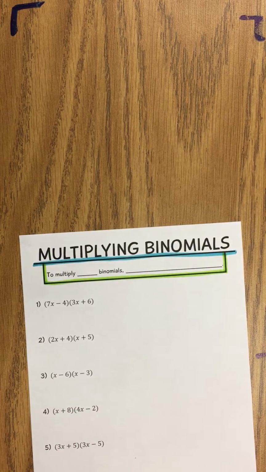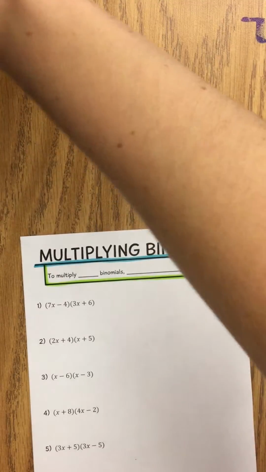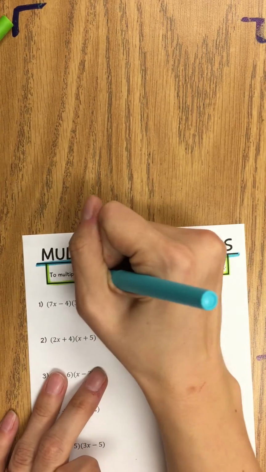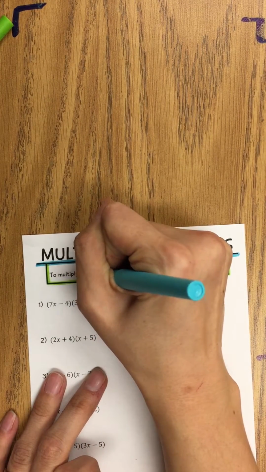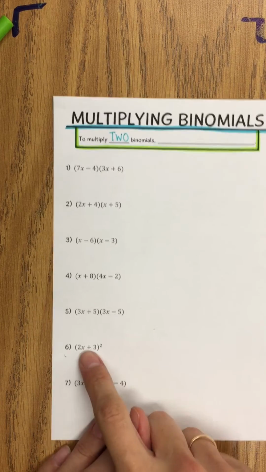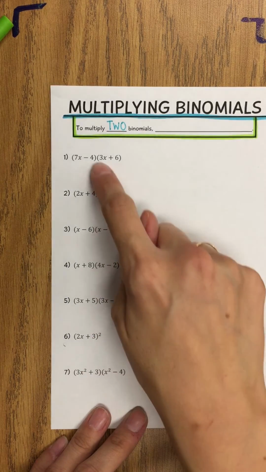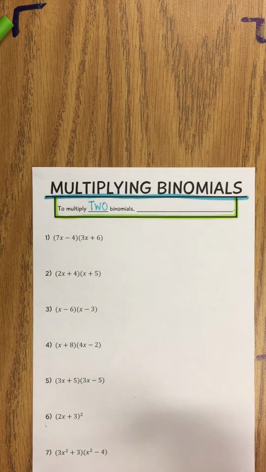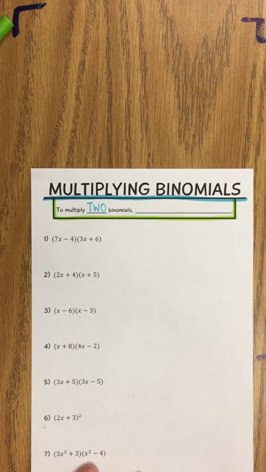Okay, so here we go. Let's fill in our blanks. Our first blank is to multiply two binomials, so it's always going to be 2 to multiply 2 binomials. So all of these, even this one that looks slightly different, but all of these are 2 binomials. We need to double distribute.